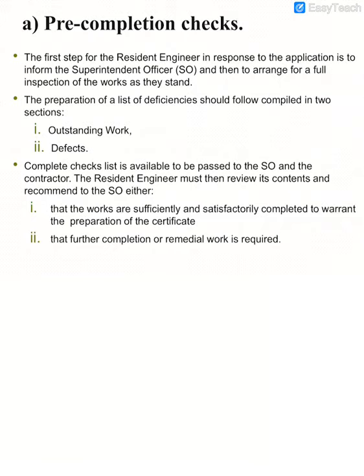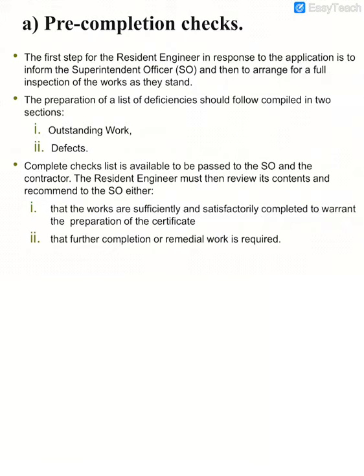The resident engineer has to prepare the list of deficiencies, which he has to compile in two sections. First is the outstanding work. Number two is the defects. So the resident engineer has to compile and state what is the outstanding work and what are the defects that the contractor has to repair.